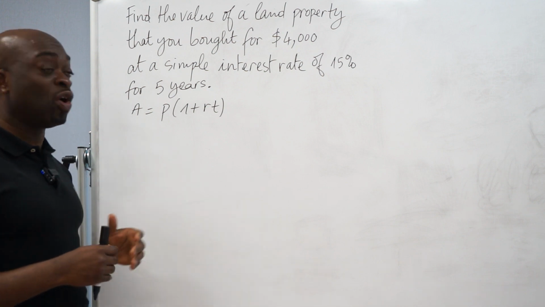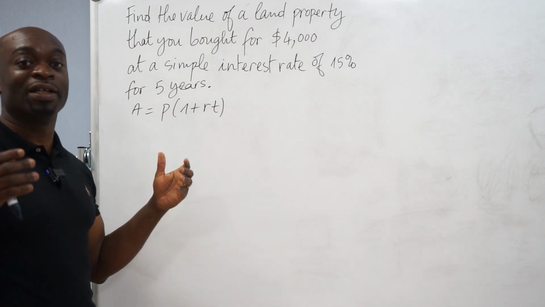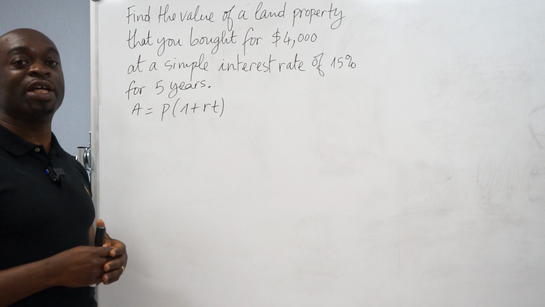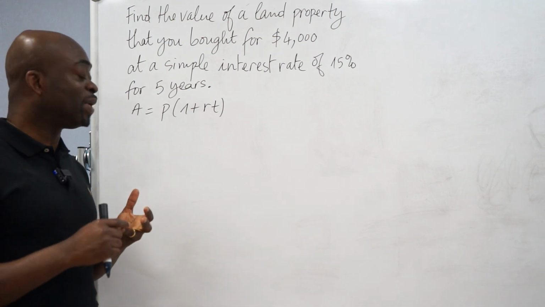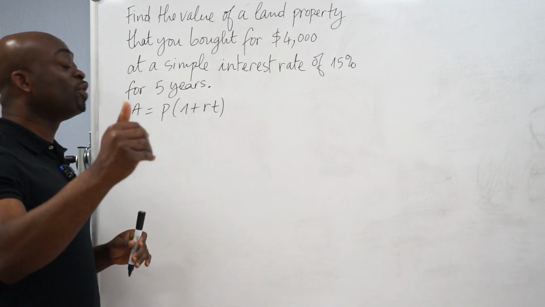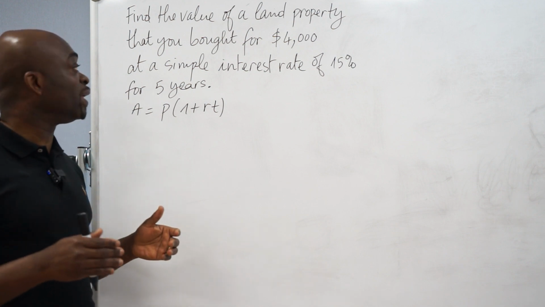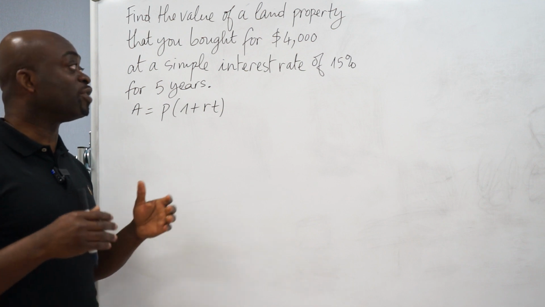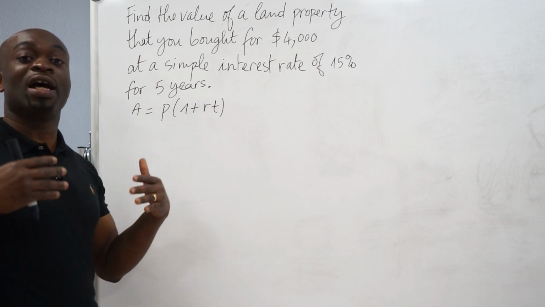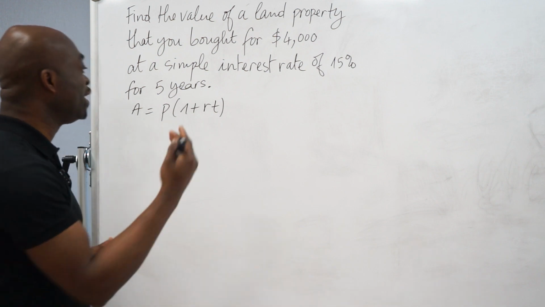So we have a formula here, which is A equals P times (1 plus R times T). So inside the parentheses we have 1 plus R times T. The first thing we want to know is, what does A mean? What does P mean? What does R mean? What does T mean? In this case, we invested $4,000 in the land property, at a simple interest rate of 15% per year for 5 years. How much is the land going to be valued after 5 years? That's what we're trying to figure out. So let's go at it.